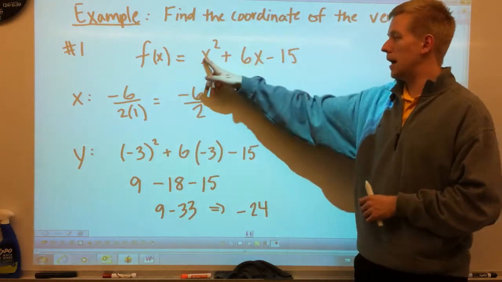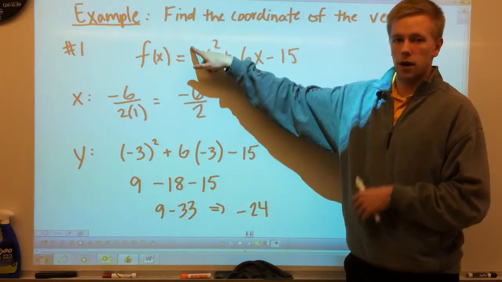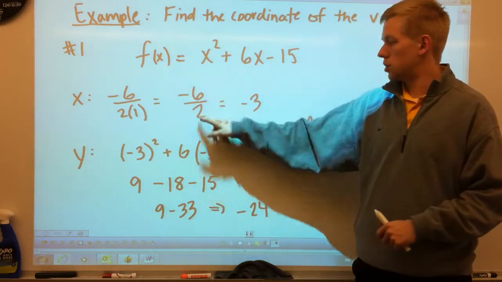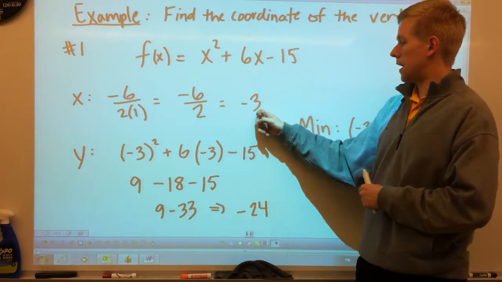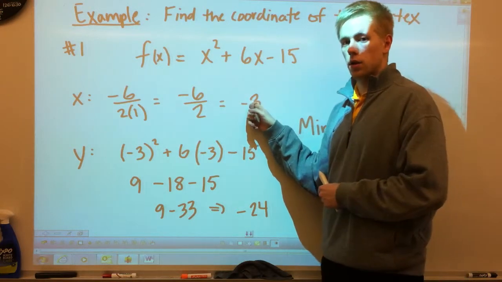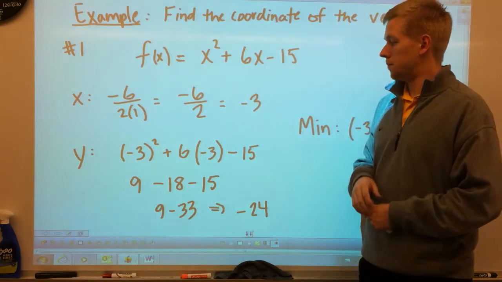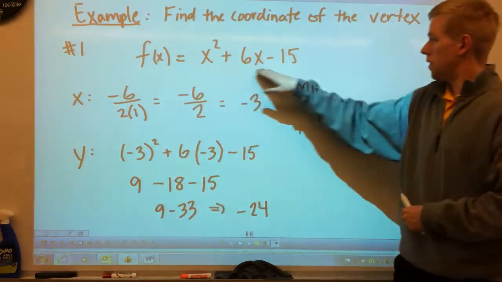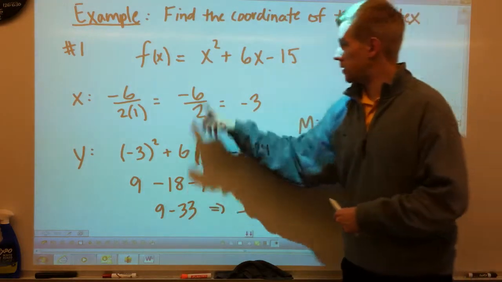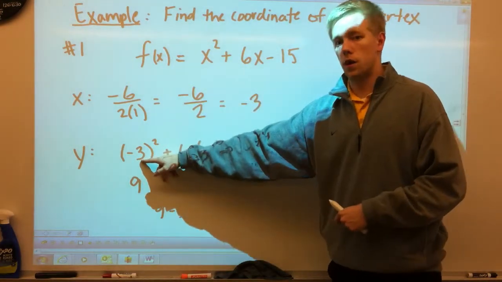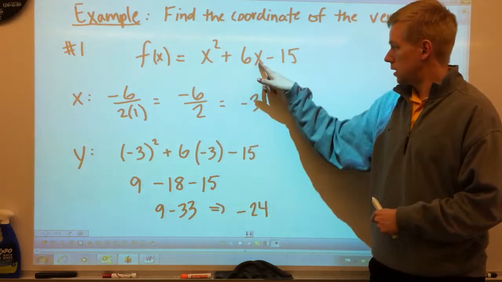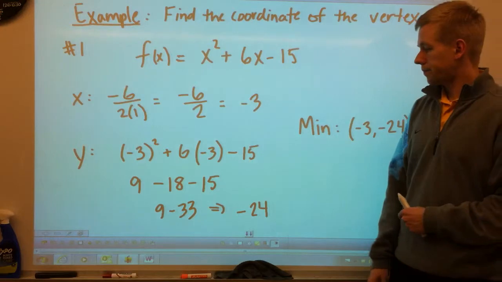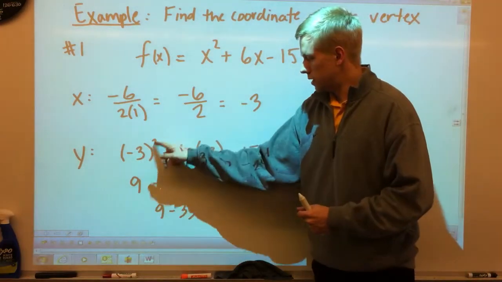Then I look at my a. My a is just a 1. There's no number out in front, so it's understood to be 1. So I do 2 times 1. That becomes negative 6 over 2. Negative 6 divided by 2 simplifies to negative 3. That is the x-coordinate for my vertex. I take that negative 3, and you can see I plugged it into the equation I started with. So now instead of x squared, I have negative 3 squared, plus 6 times, not x, but negative 3, and then minus 15. I do the math. Negative 3 squared is 9.